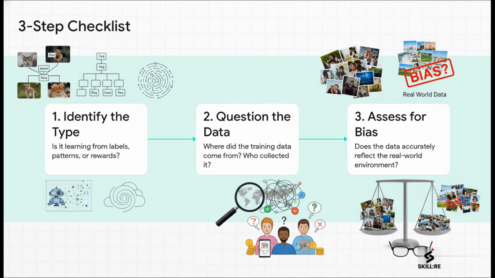Second, question the data source. Where did this data actually come from? Who collected it? What were their incentives? And third, assess for quality and bias. Does this data actually look like the real world where this AI is going to be used? This simple framework, I promise you, will immediately sharpen the quality of your judgment.